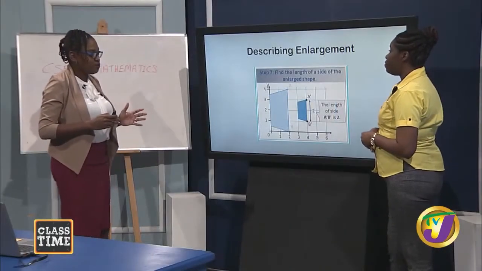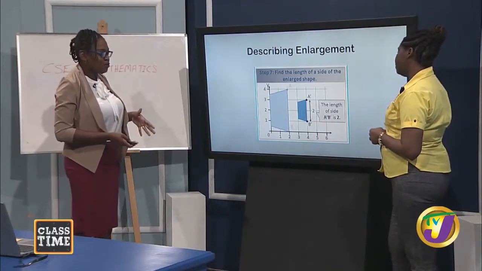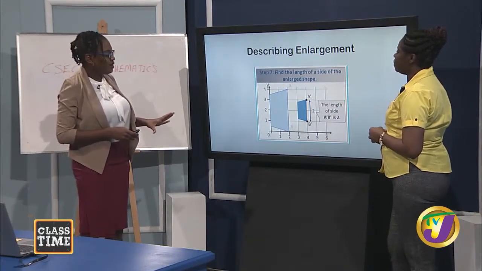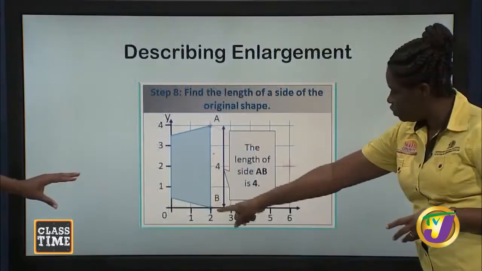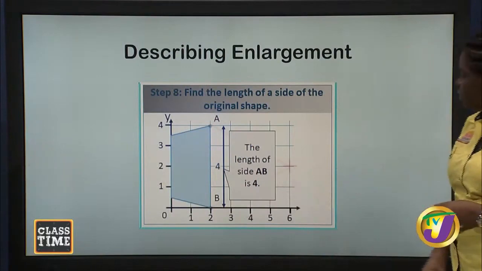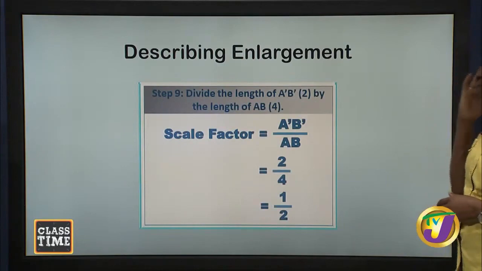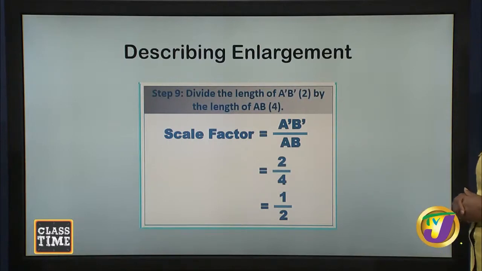Now we need one more thing: the scale factor. To find the scale factor, I'm going to use what we just discussed earlier, looking at the lengths of corresponding sides. So we're going to look at AB and A prime B prime. In the object, AB would be 4 units, and in the image, it would be 2 units. When we compare these two, we're comparing the image to the object. So we can see here that the scale factor would be 1/2.